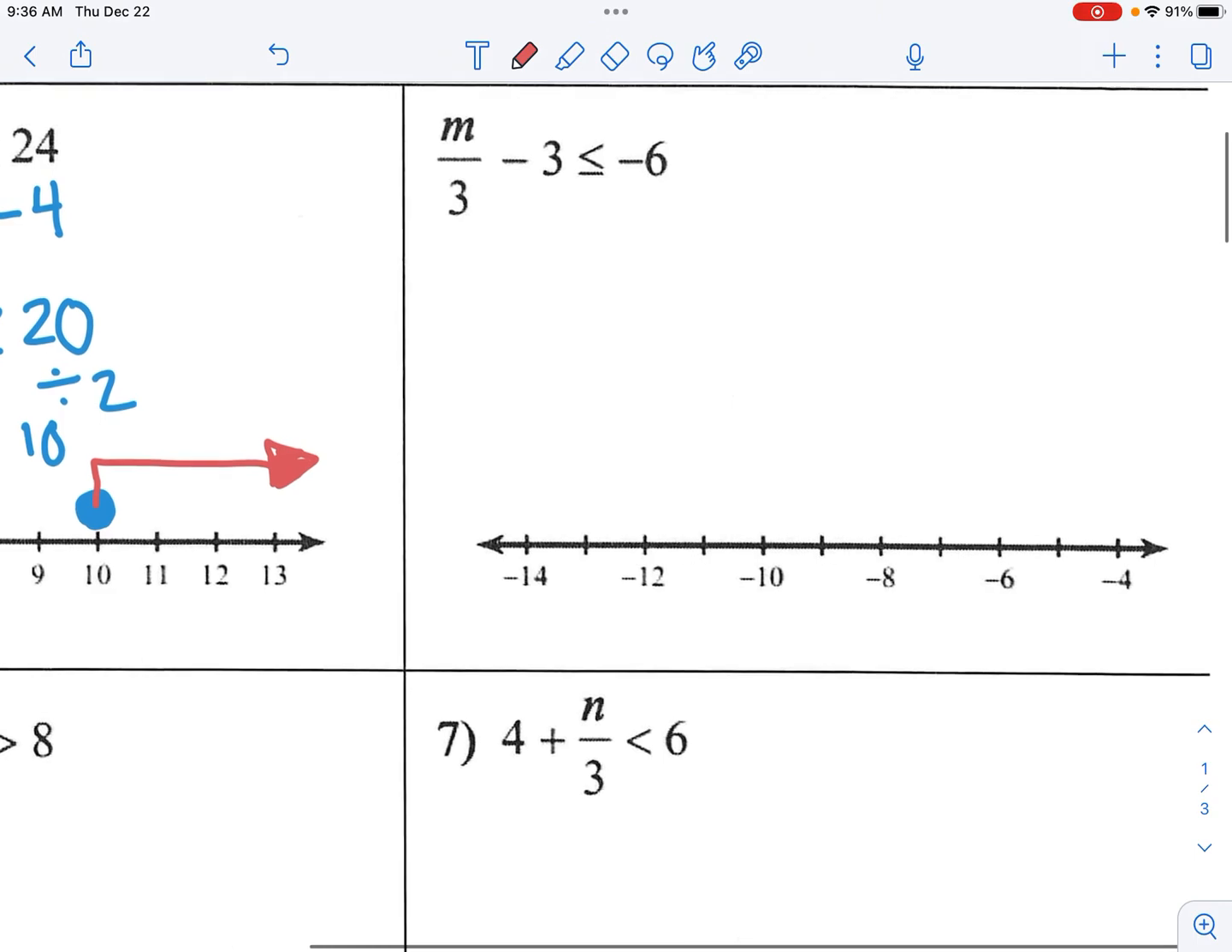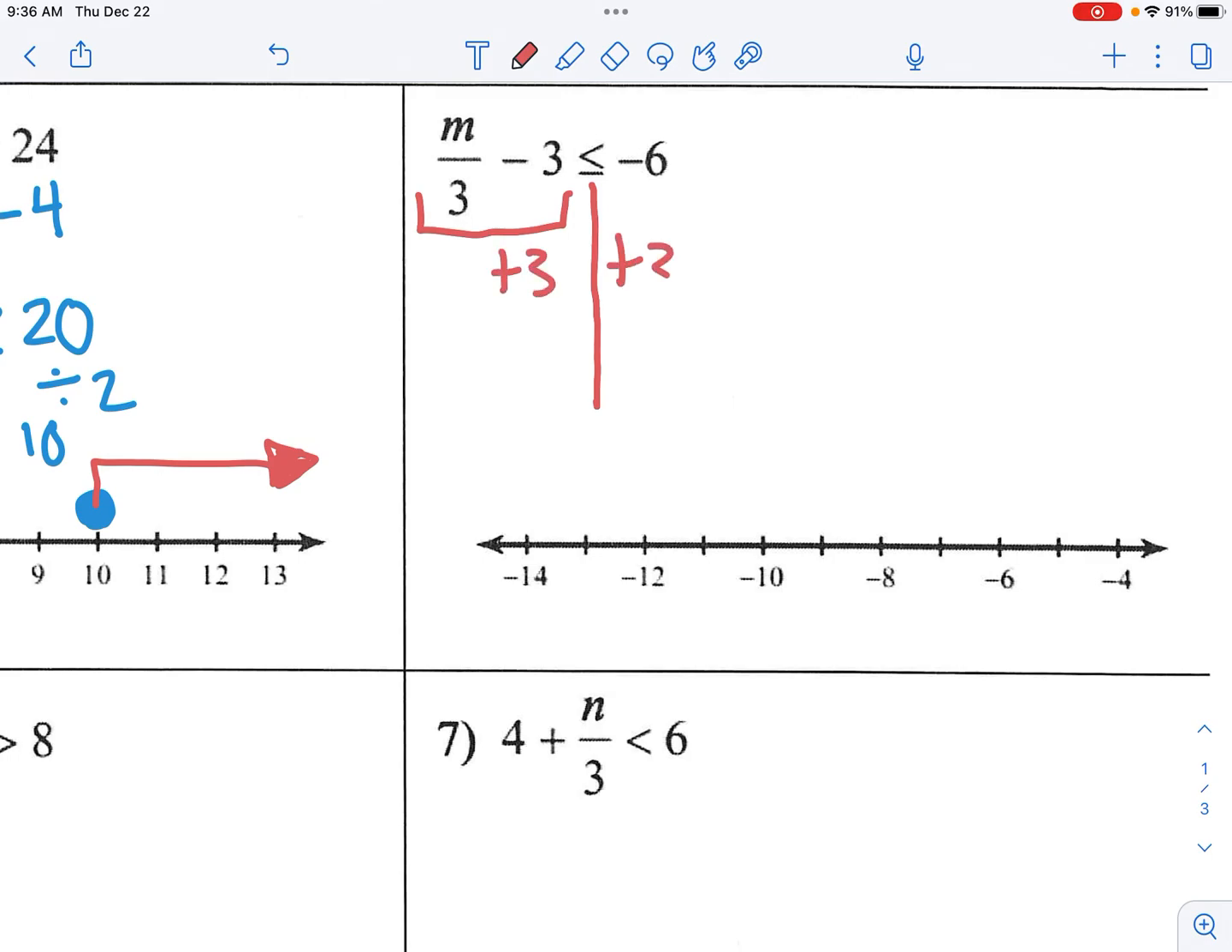All right, let's try another one. I'm going to start by drawing my line down from my inequality sign. I deal with the side that has the variable because I'm trying to get that variable by itself. I first need to get rid of that minus 3, so I'm going to add 3 to both sides. These 3's cancel out, so I'm just left with, on the left-hand side, m over 3 is less than or equal to negative 6 plus 3.